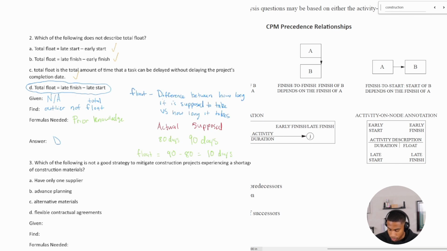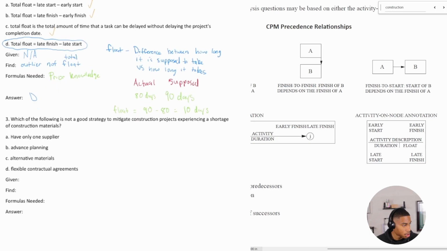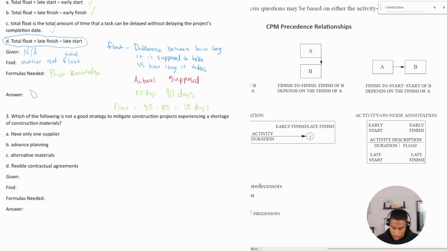All right, let's go to number 3. This one says, which of the following is not a good strategy to mitigate construction projects experiencing a shortage of construction materials? All right, so we'll quickly go through this one. Given: not applicable, don't have any variables. Find: a bad strategy when a shortage occurs. Formula is needed: not applicable.